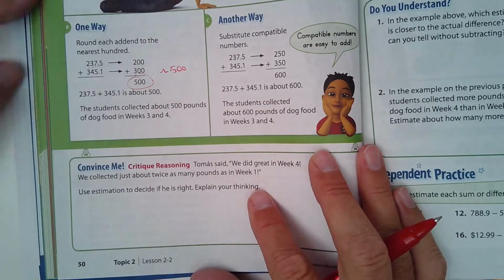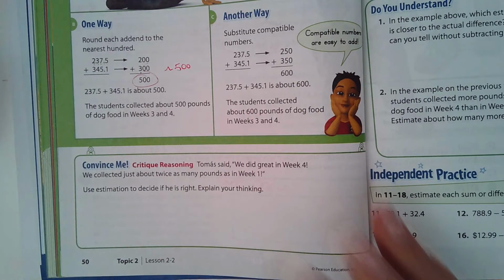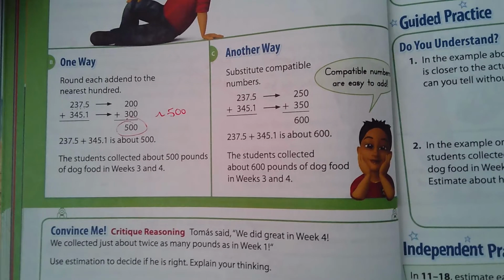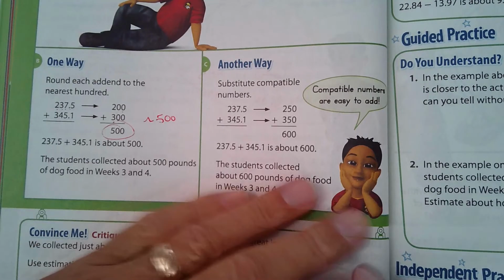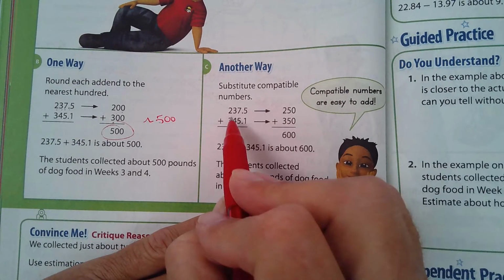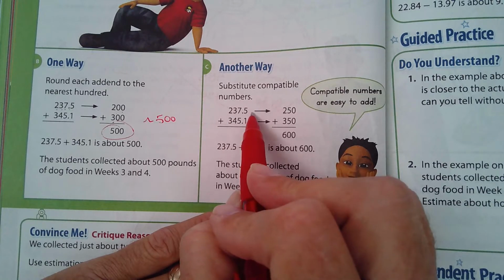Now there's another way you can do these. It says substitute compatible numbers, all right? So let's look and see what they did here. 237.5, okay.